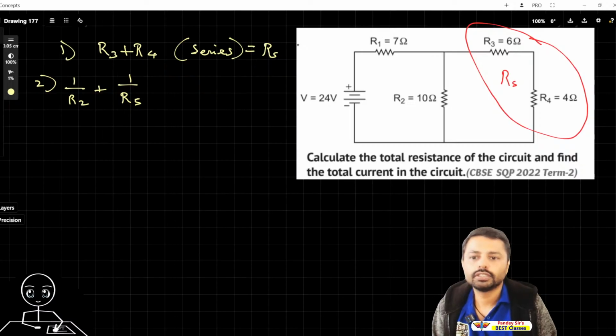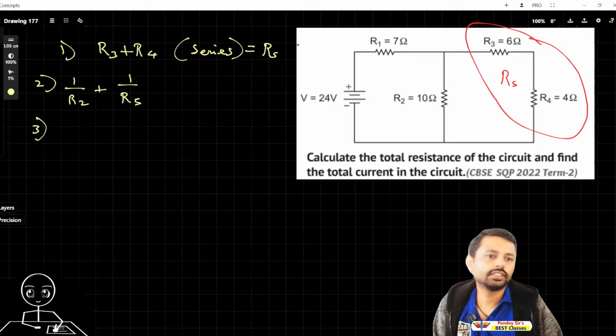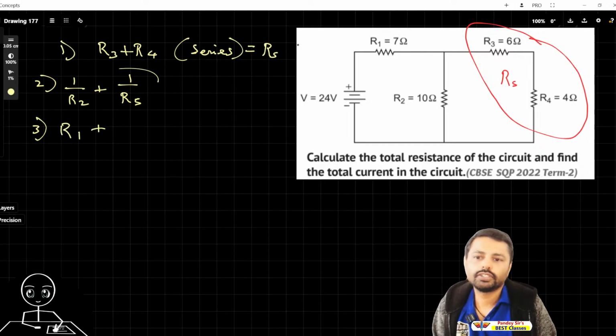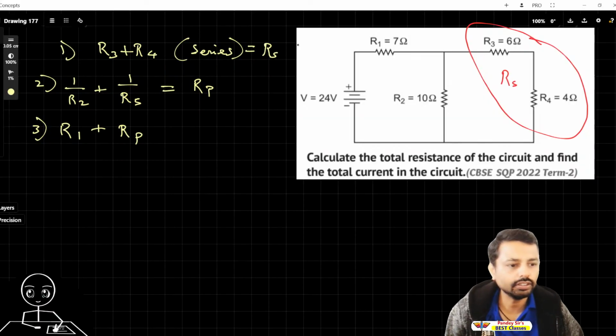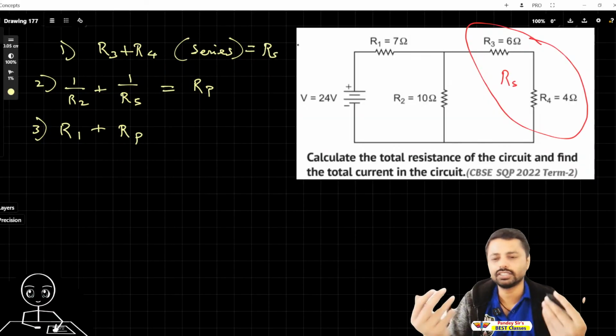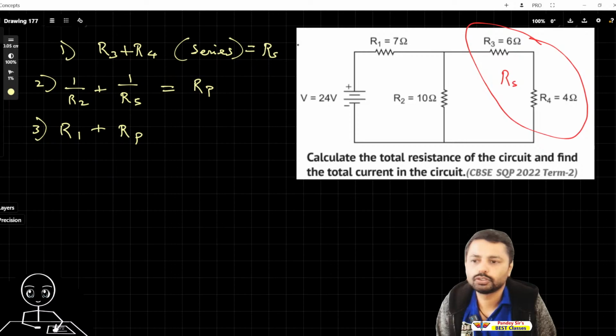Okay, this will be the value of this part. And the third step: this whole thing is again in series, so R1 plus this one, let's call it RP. So R1 plus RP we need to find, and once we find that, then total current is easy peasy, very easy. So let's just do it.